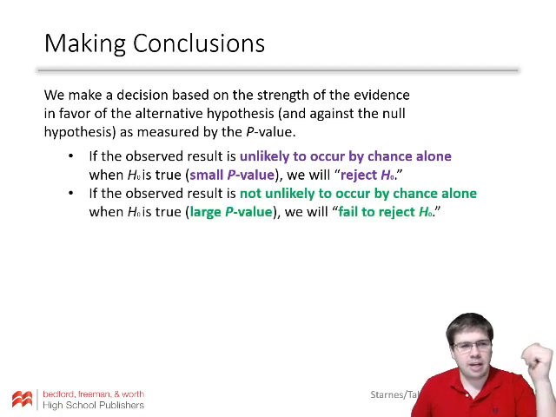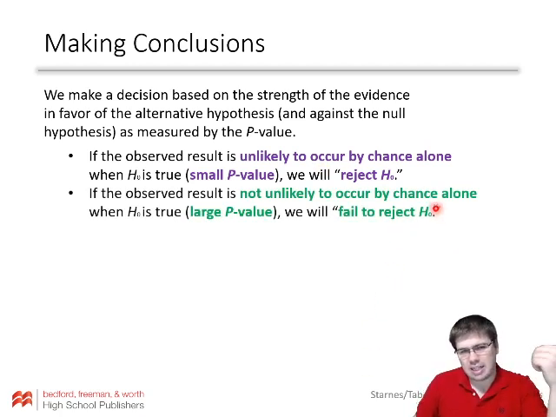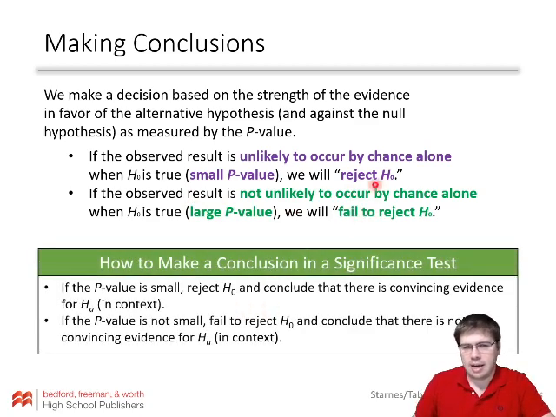If the observed result is not unlikely to occur by chance alone when the null hypothesis is true, for a large p-value, we fail to reject. So if we get something that pretty frequently happens by chance, then we don't reject it. Right now we're just saying small p-value, large p-value. What is small and large? We'll come back to that.